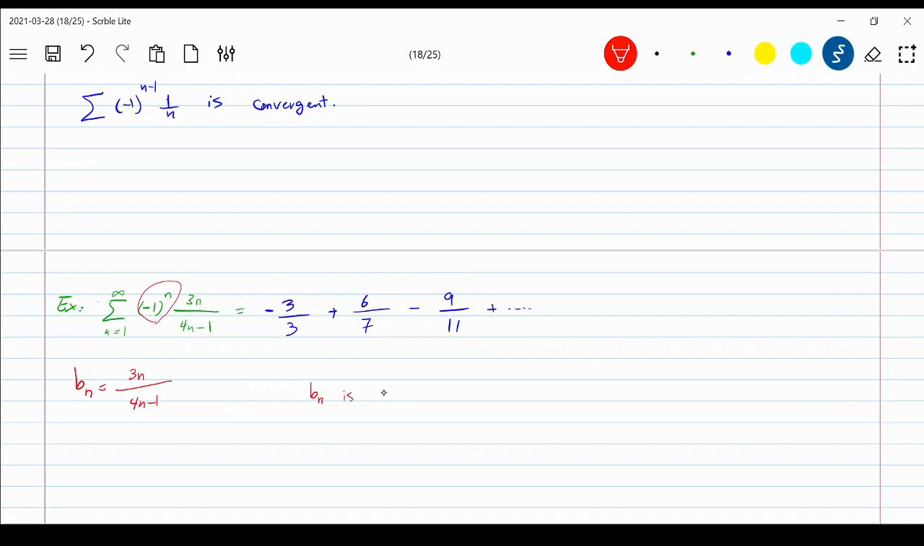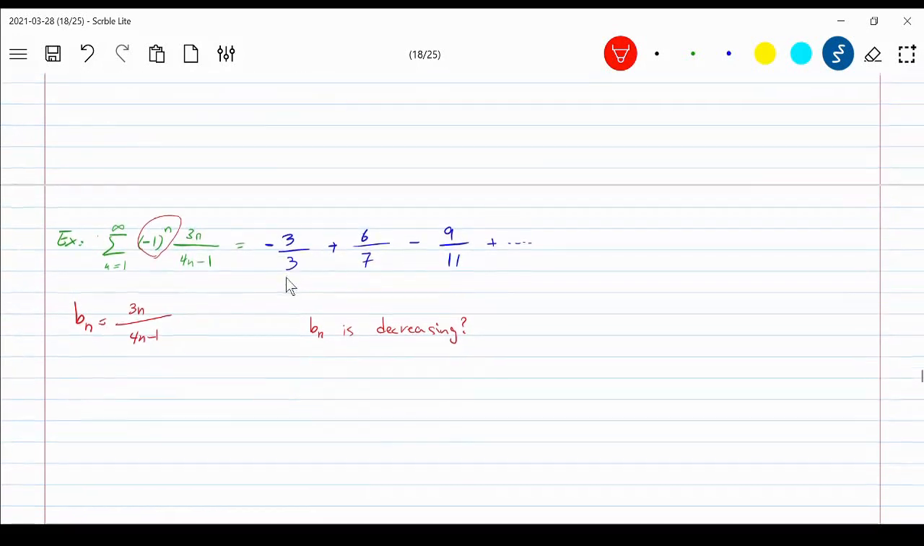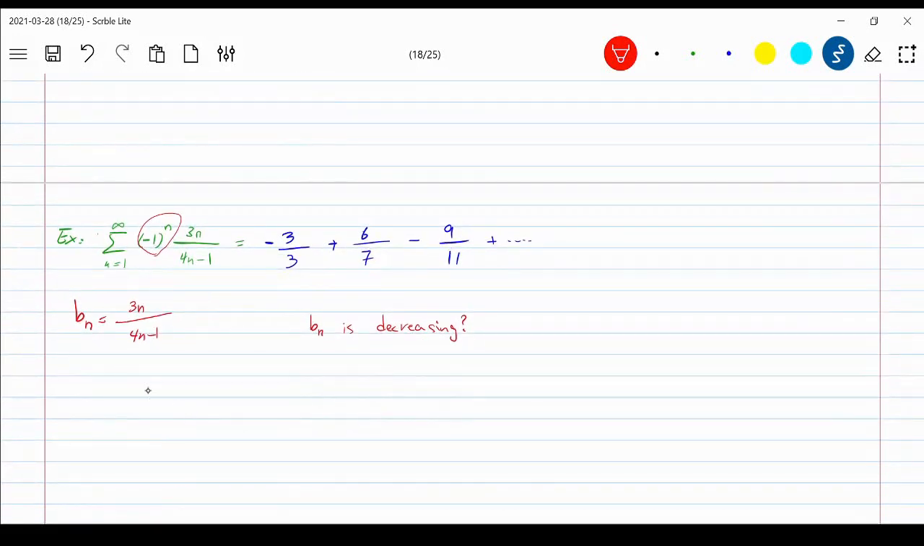Then if you ask yourself, is Bn decreasing or not? You can check that. How do we check it? You can take the derivative and figure out if it's decreasing or not. So here I'm going to do that. Let's try. So the derivative of 3n divided by 4n minus 1: denominator 4n minus 1 squared. Numerator would be 3 times 4n minus 1 minus 4 times 3n.